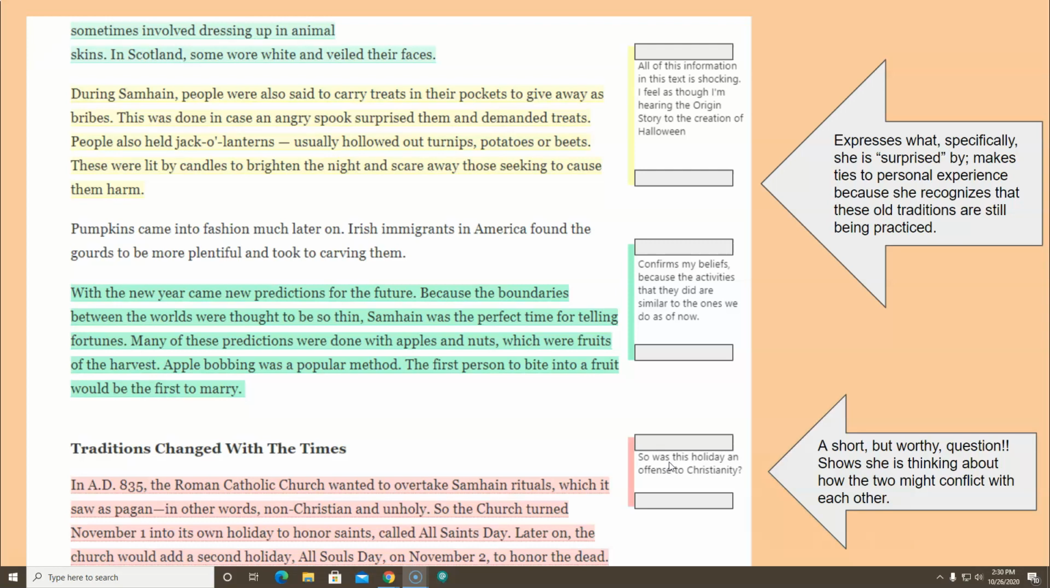All right? And she's 100% right in that there was a conflict here, because the Christians wanted the pagans to convert to Christianity. So they started overlapping their traditions with the pagan traditions. Okay? And that's why we see these similarities. It's because religions are trying to convert people who aren't part of their religion, and it gets all kind of tangled up. And then eventually it's a mixture of different things from different cultures. So short but sweet, great question.